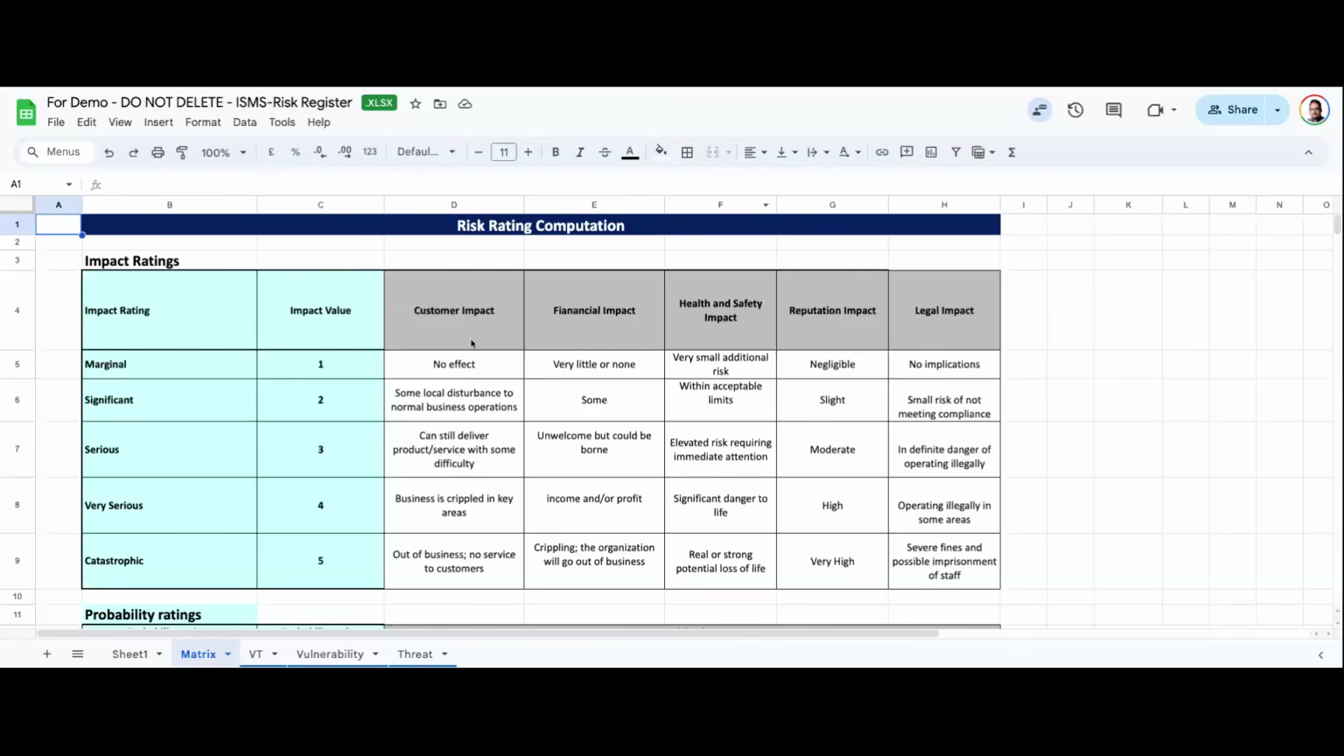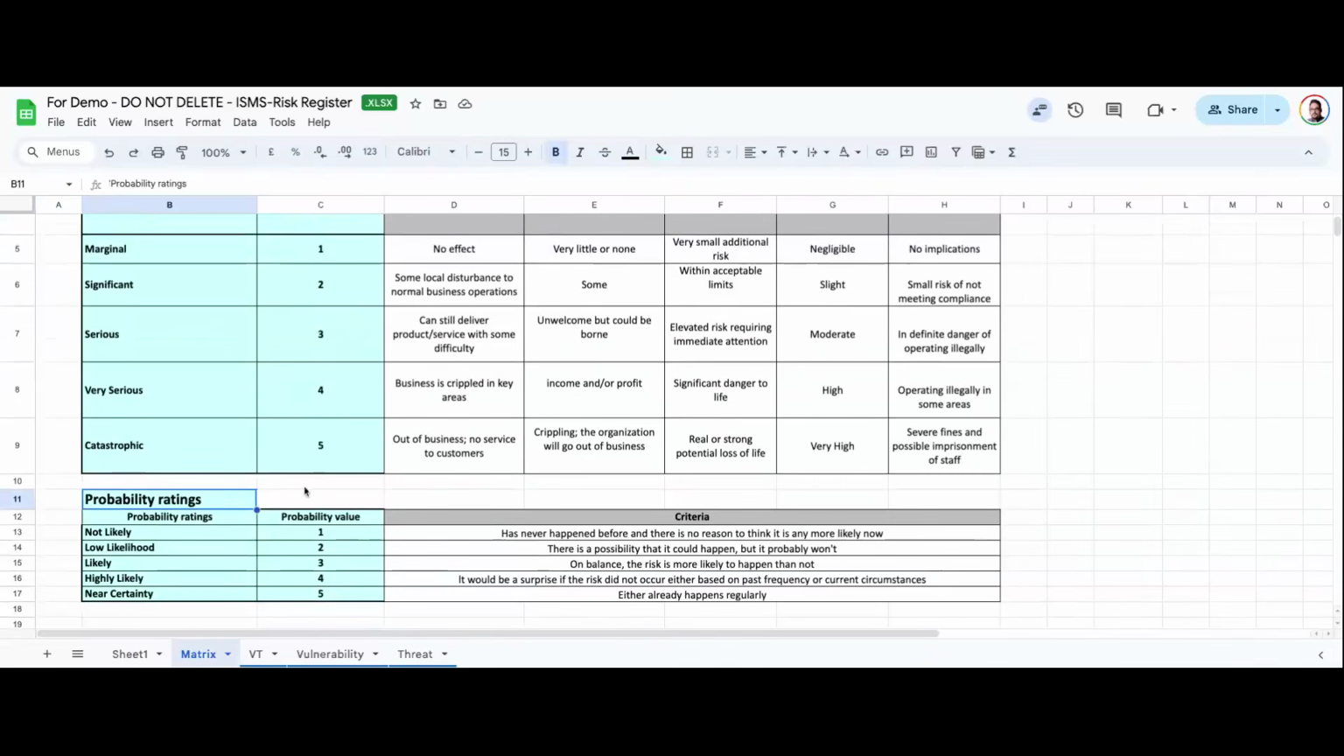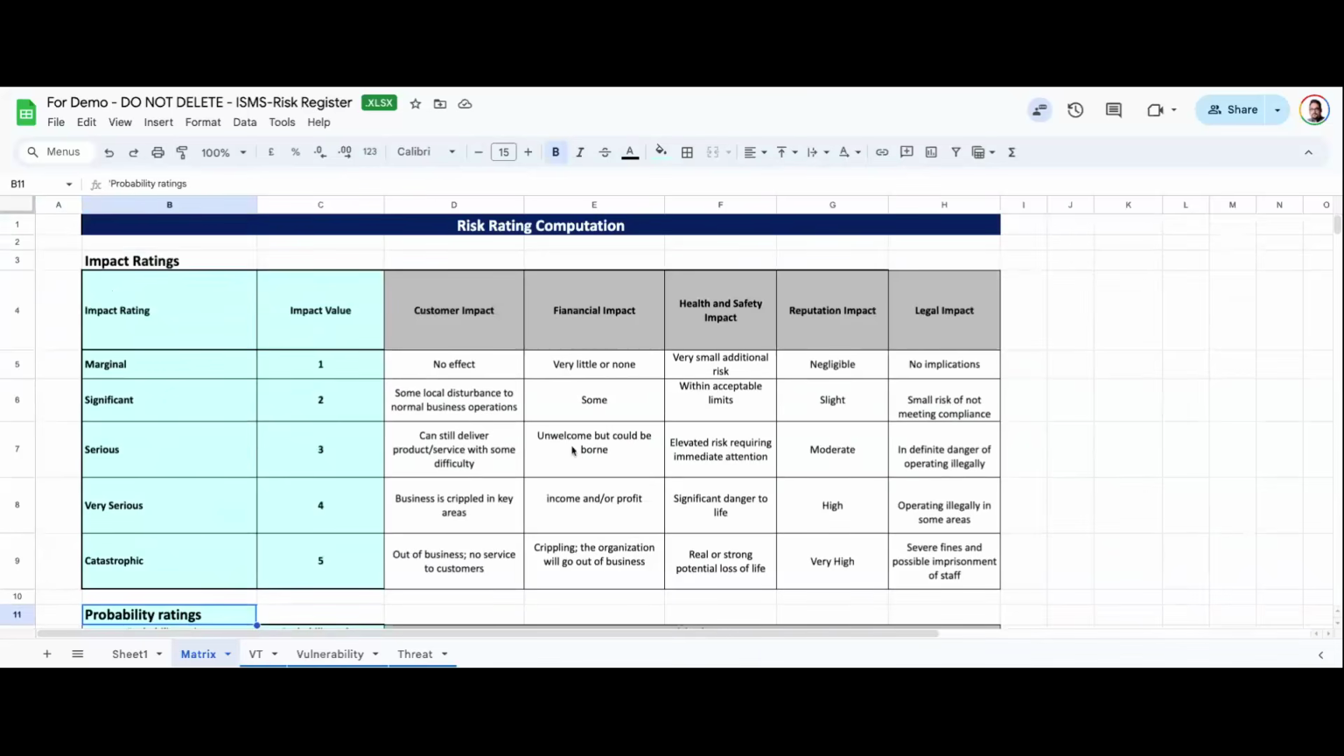So first thing that we need to understand is how the impact ratings are calculated for any organization, and how the probability ratings are calculated. Now, why do we need these ratings? Can somebody tell me why we need impact and probability for assessing what? Risk. Very good. For assessing risk, we need probability and impact ratings.